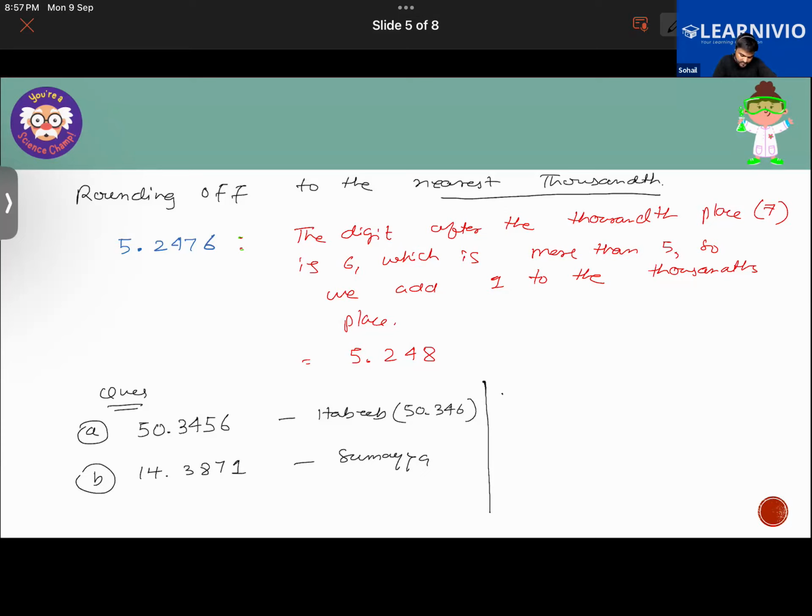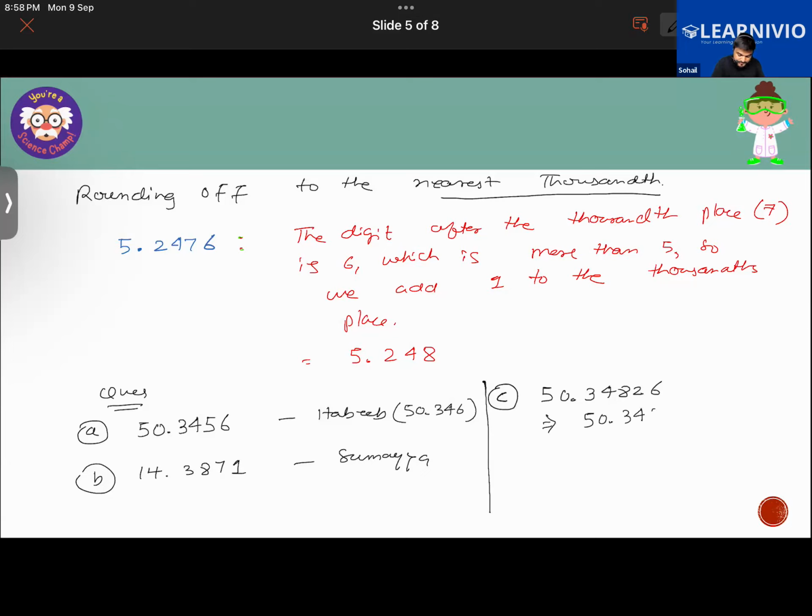So the next question is, say you have the number 50.34826. What about this one now? So for me? Yeah, for you. See if you can do this one. Otherwise, I will be helping. Okay. No, I can do. It's 50.348. 348. Very good.